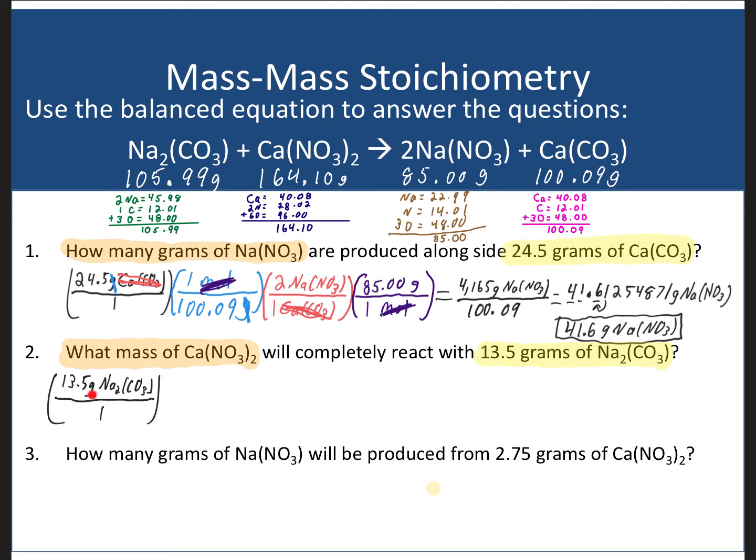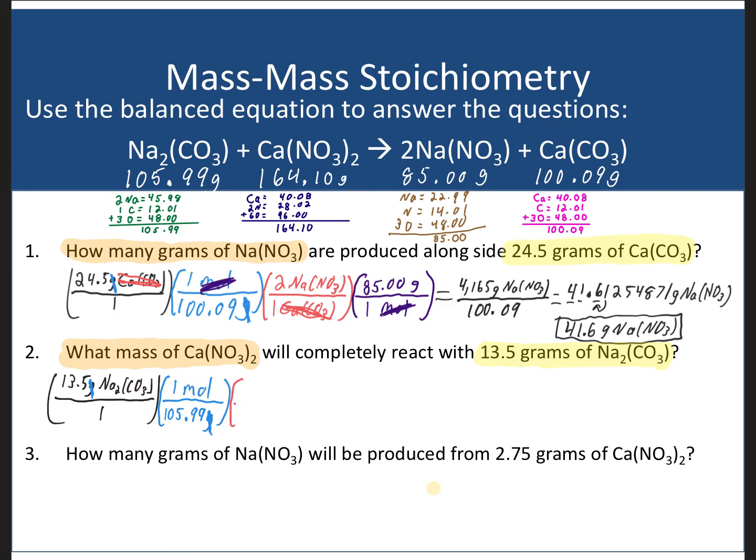First thing I gotta do is get rid of these pesky grams. I do that by multiplying by 1 mole over the formula mass. The formula mass of Na2CO3 is right here, 105.99 grams. This causes my grams to cancel, and I am now in moles.